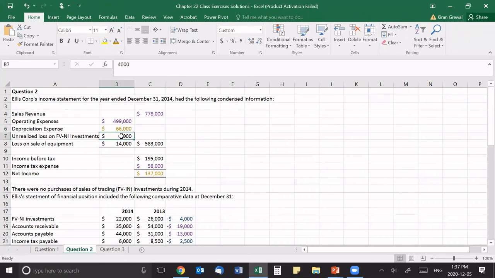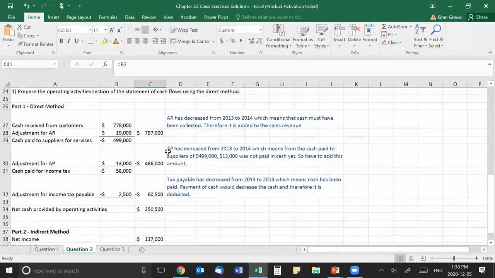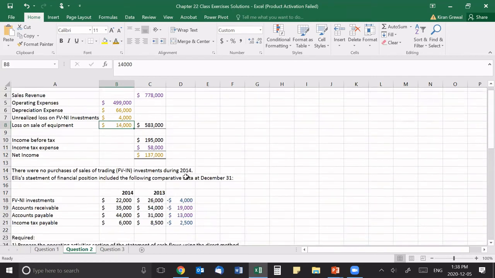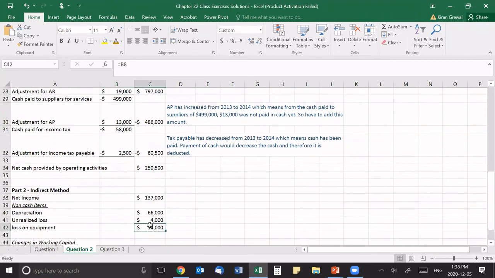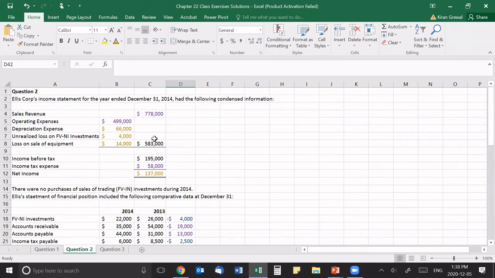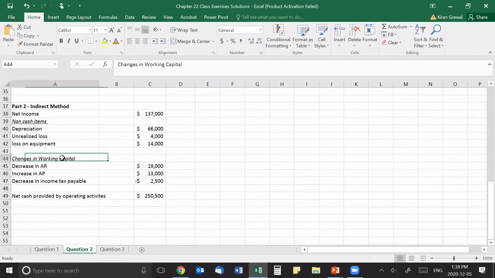We have an unrealized loss on fair value net income investments. This is a non-cash item because you didn't actually lose $4,000 of cash. So we're going to add that one back, 4,000. And then loss on equipment. Again, like I said, we did not get $14,000 of cash, so that's a non-cash item. So we have to add that one back as well. We don't have any income or gains that are non-cash, so we don't have to worry about that. Next thing, we have to look at the changes in working capital accounts.